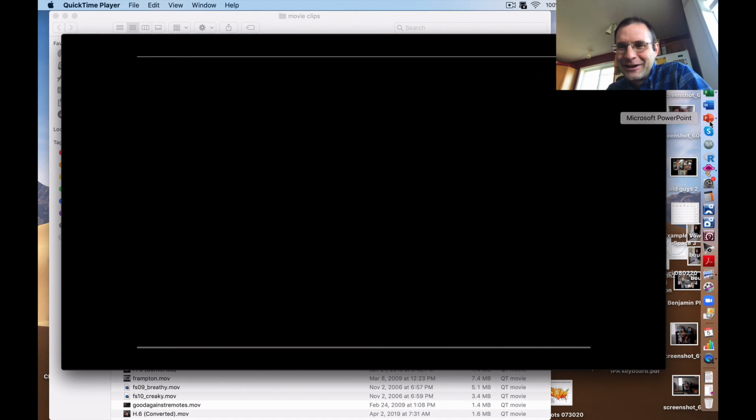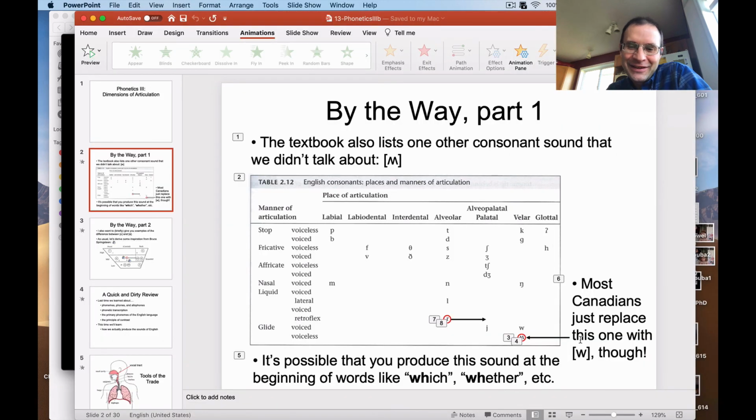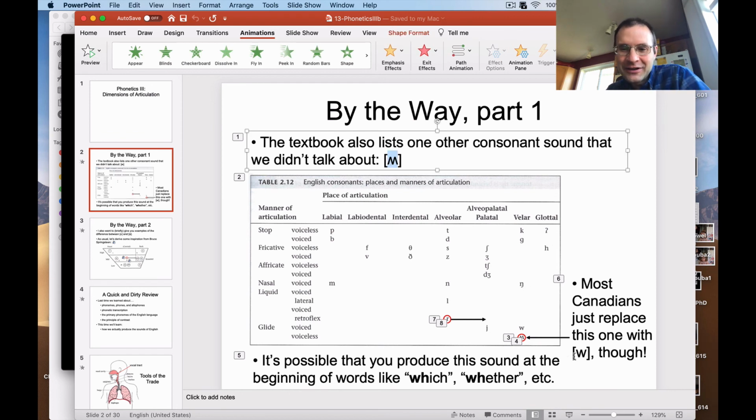All right, so one of those speakers had this sound in their phonemic inventory and the other did not. The dog just has a W.